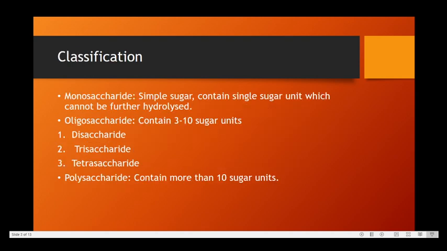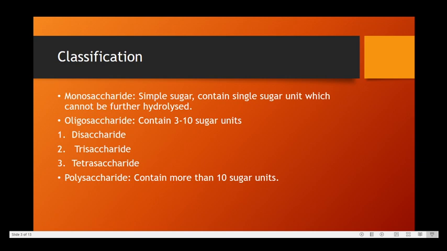Now, classification of carbohydrate. Carbohydrates are classified into three types: monosaccharide, oligosaccharide and polysaccharide. Monosaccharide, mono means one, so these are the simple sugars and they contain only one sugar unit which cannot be further hydrolyzed. Then oligosaccharide contains 3 to 10 sugar units.